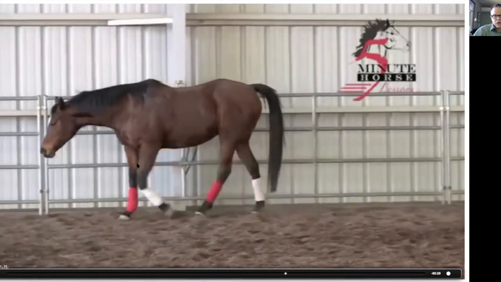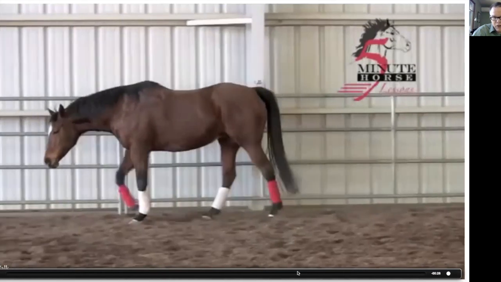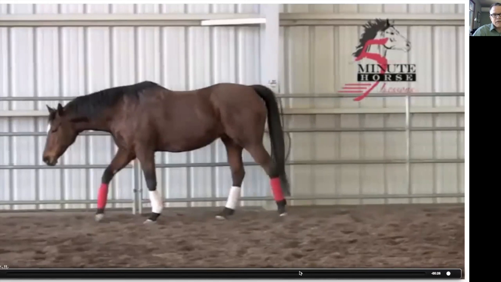All right. So let's see if I can pause the video. Yeah, there we are. So look at this. We've got whites posted down and those are diagonal legs. And notice that we're stretched out in the front and in the back with the other two, the red legs on that diagonal. So they're working as sets of opposite diagonal pairs.